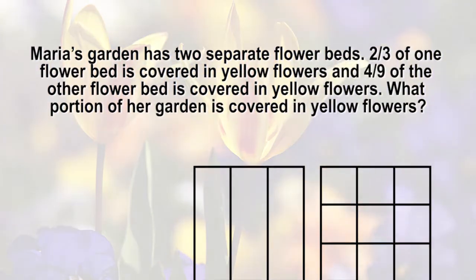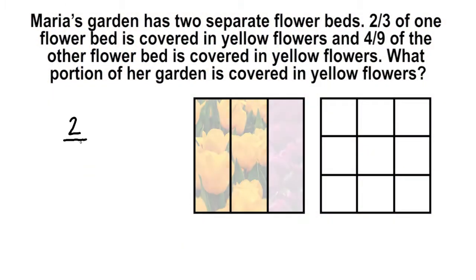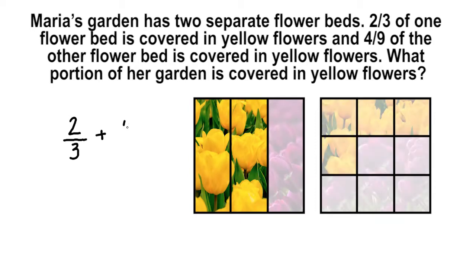The expression to represent this problem is 2/3 of one flower bed plus the 4/9 of the other flower bed. The two fractions do not have common denominators. A common denominator must be found in order to combine equal-sized pieces. The denominators 3 and 9 are related. 3 times 3 equals 9. 9 will be the common denominator.